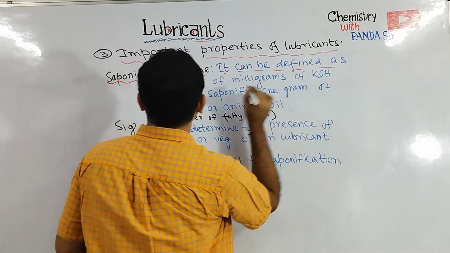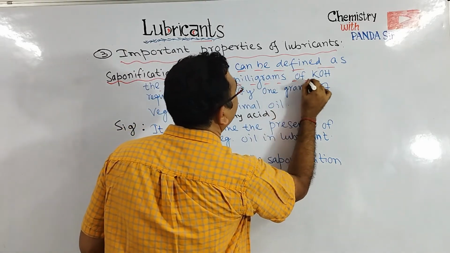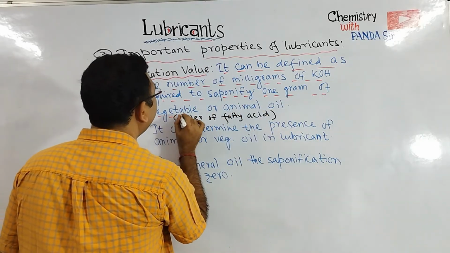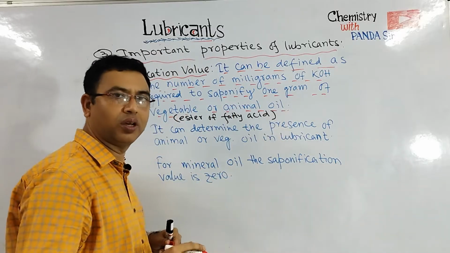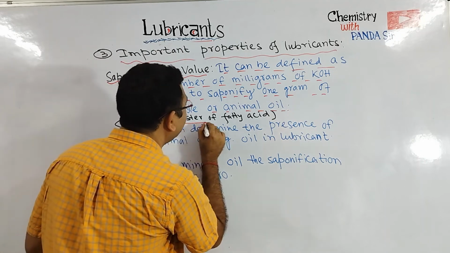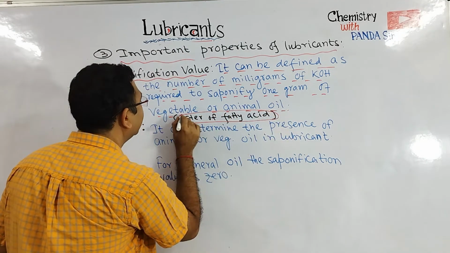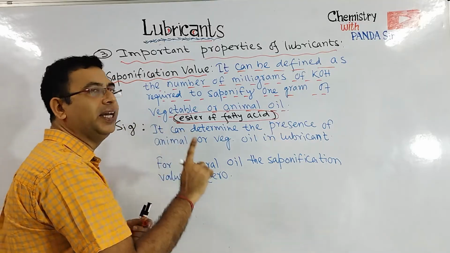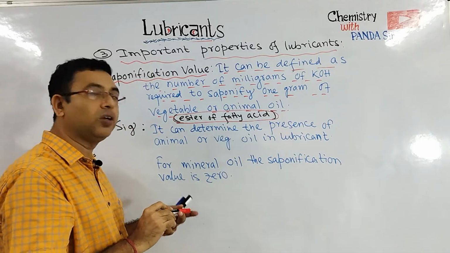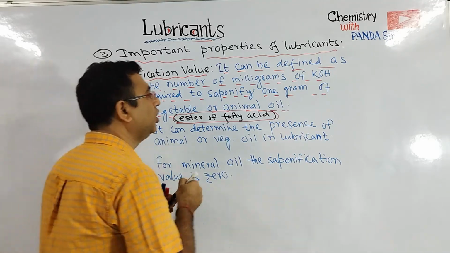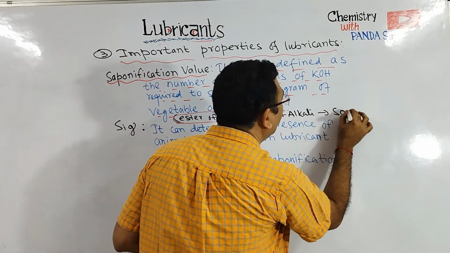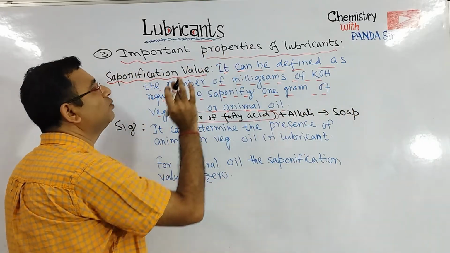It can be defined as the number of milligrams of KOH required to saponify 1 gram of vegetable or animal oil. Understand? See, vegetable and animal oil contain the esters of fatty acid. That is something special. All animal and vegetable oils contain the esters of fatty acid, and these esters of fatty acid have a tendency to react with the alkali to give soap. That is the reason for the name saponification.